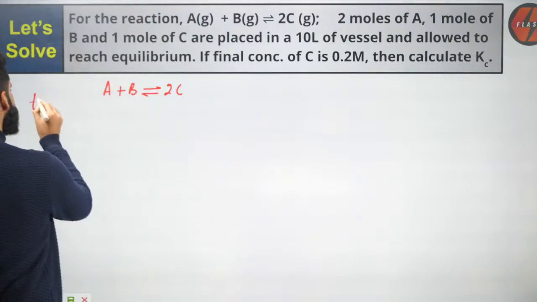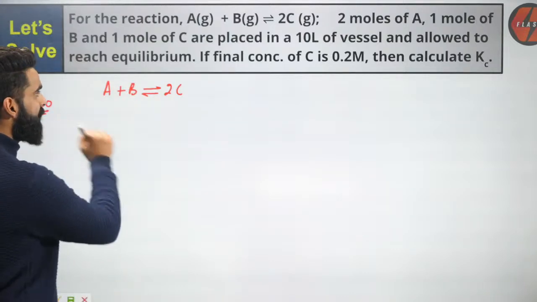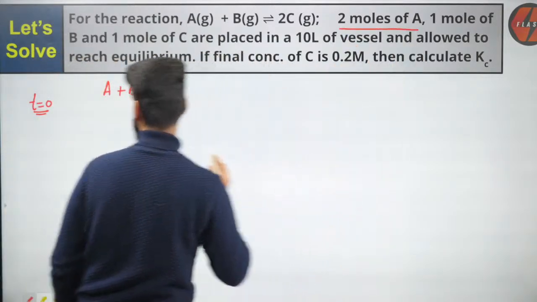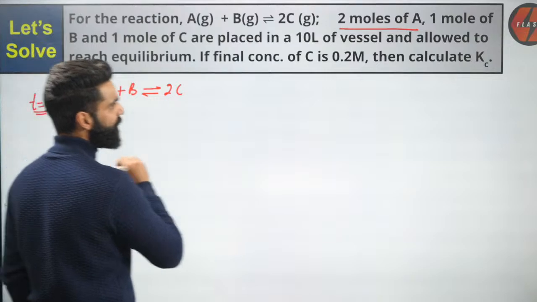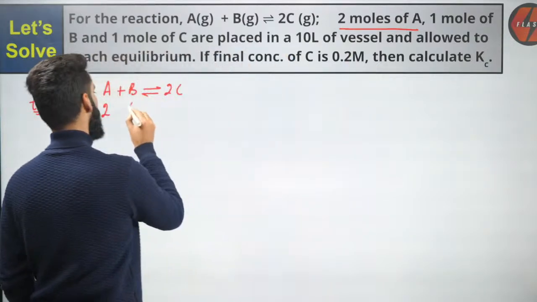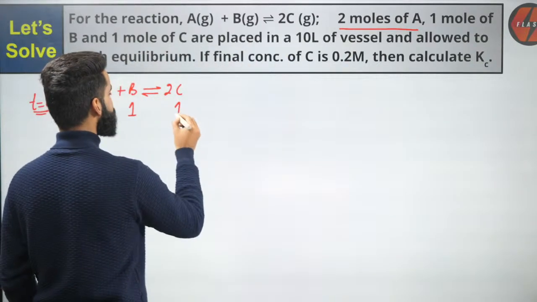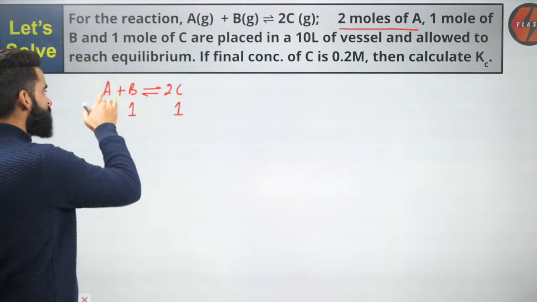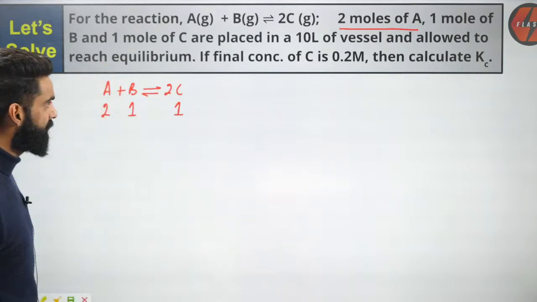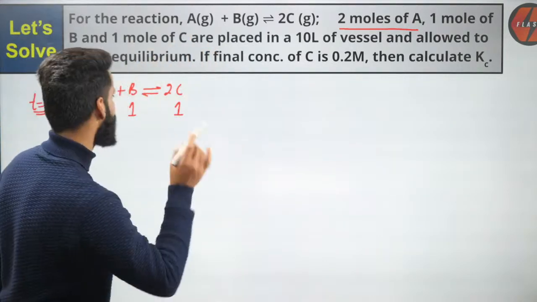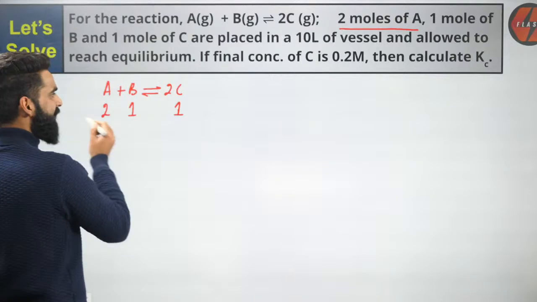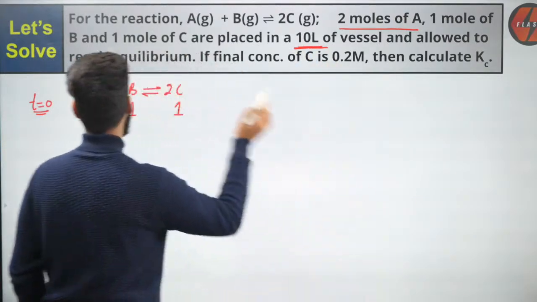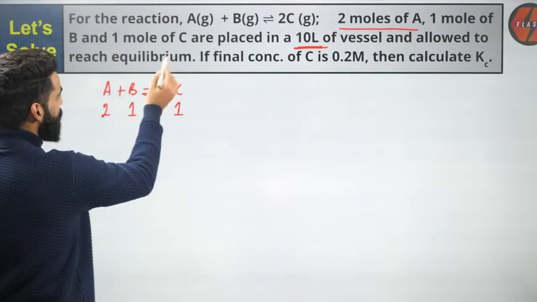Now at time t equal to 0, I'm given something. Understand the question and read it carefully. At time t equal to 0, when the reaction has not started, I've got 2 moles of A, 1 mole of B and 1 mole of C, placed in a 10 liter vessel. The volume of the container in which the reaction is taking place is 10 liter, is allowed to expand and is allowed to reach equilibrium.